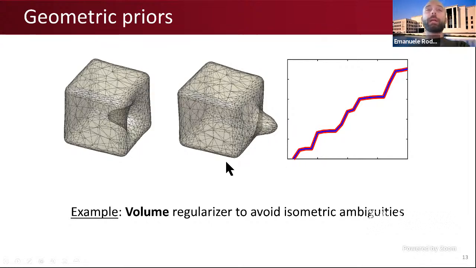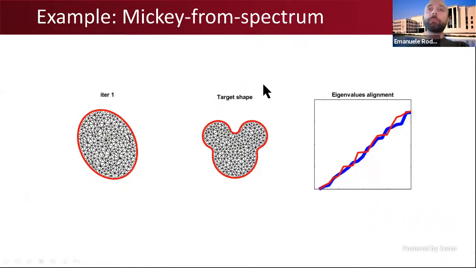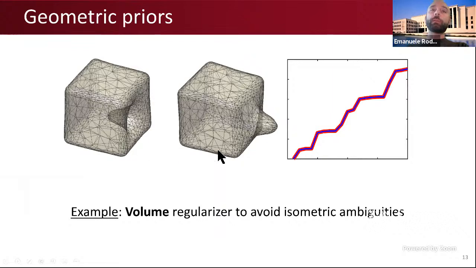So we said before that isometric shapes have the same eigenvalues. So in particular, these two cubes with the inside bump and outside bump, they are isometric. So they have the same spectrum. So the question is, if I give you the red spectrum, what shape should I recover? The one with the inward bump or the one with the outward bump? This is something we don't have in 2D, because in 2D, the only isometries are rigid. In 3D, we have non-rigid isometries.